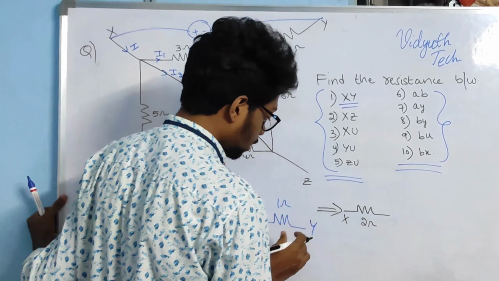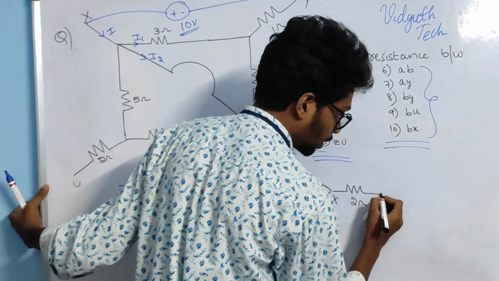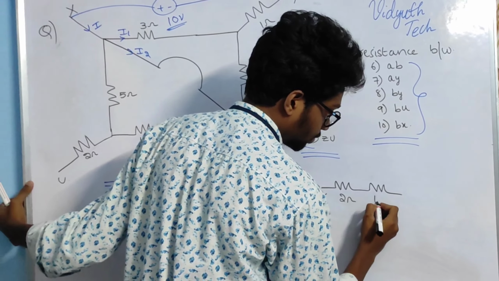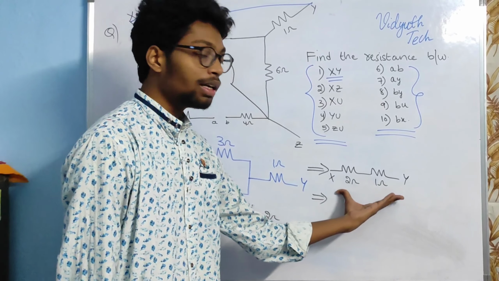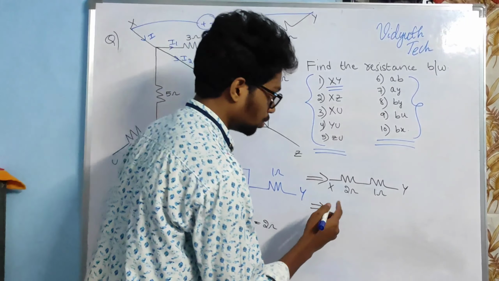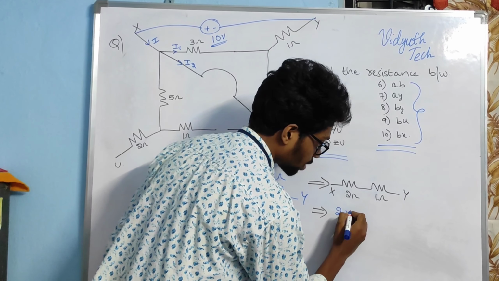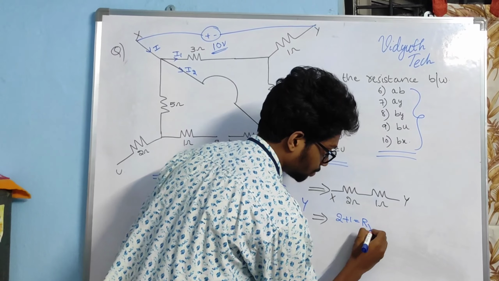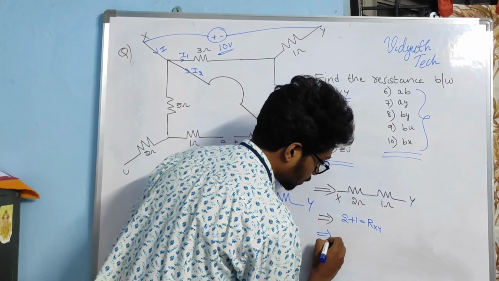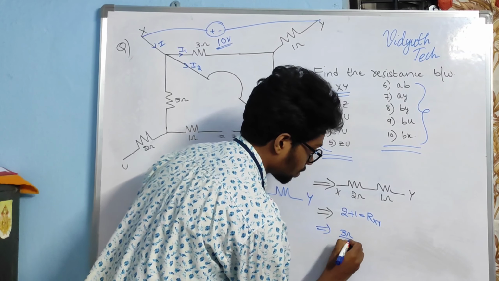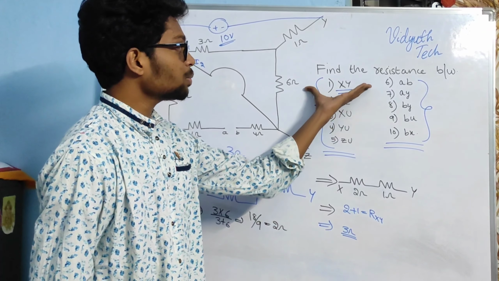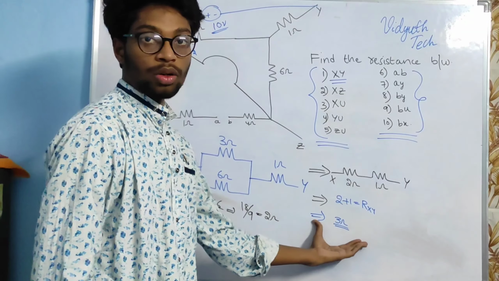This is the external 1 ohm resistance I am representing over here. And this is Y terminal. These two resistances are connected in series. So equivalent resistance is R1 plus R2. So 2 plus 1 equal to RXY. Resistance between XY terminals equal to RXY, that is equal to 3 ohms. So we got resistance between XY terminals of 3 ohms.